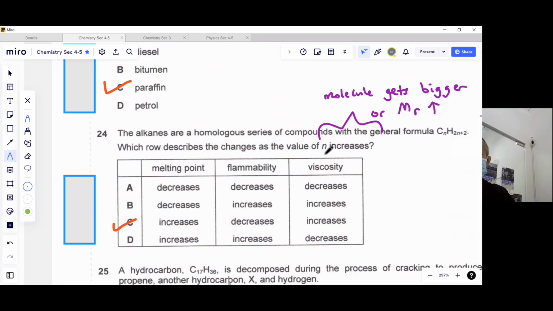Harder to melt. And harder to burn. Harder to burn means flammability decreases. This one I didn't really mention, but imagine the molecule becomes bigger and bigger, it becomes harder to flow as well. So basically, the thickness increases. I'll mention more about thickness for the last two families, alcohols and carboxylic acids.